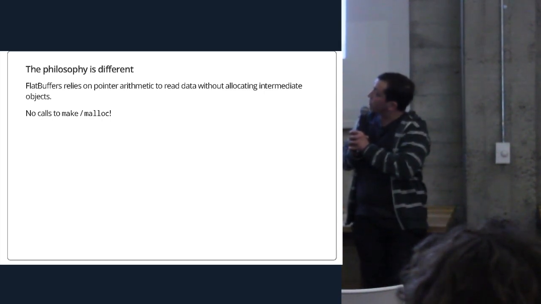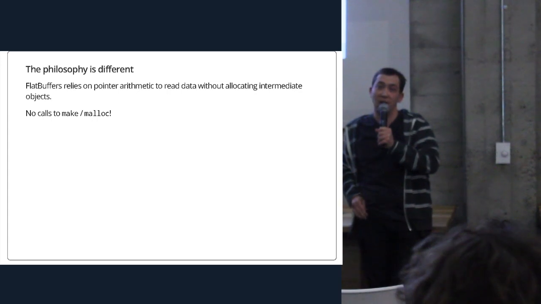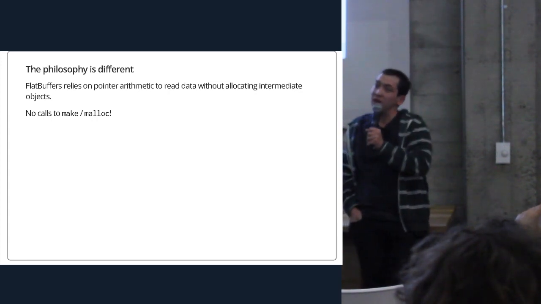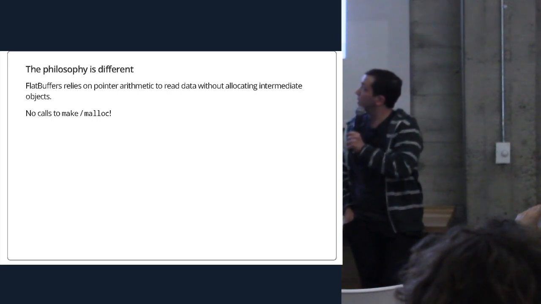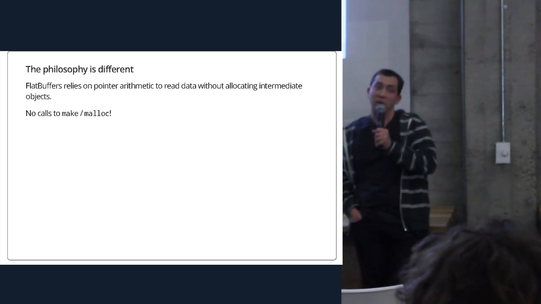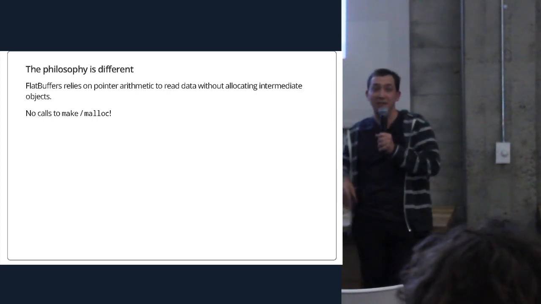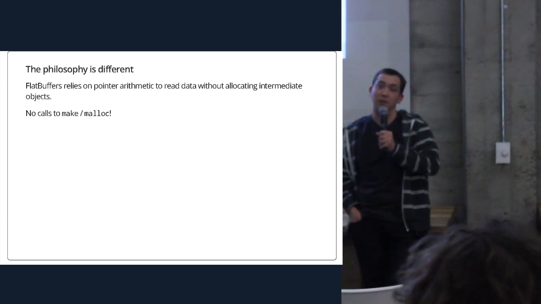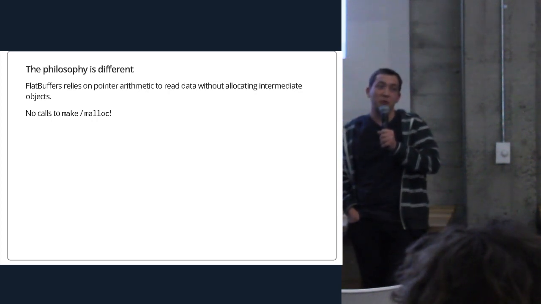The primary way Flatbuffers works is just by doing arithmetic on the pointers, which most of us are very familiar with, but not in the serialization context. When you're reading data in Flatbuffers, you have no calls to malloc. You let that sink in a little bit. It's a very powerful idea. In general, if you can write software without calling malloc, you're on a good path.